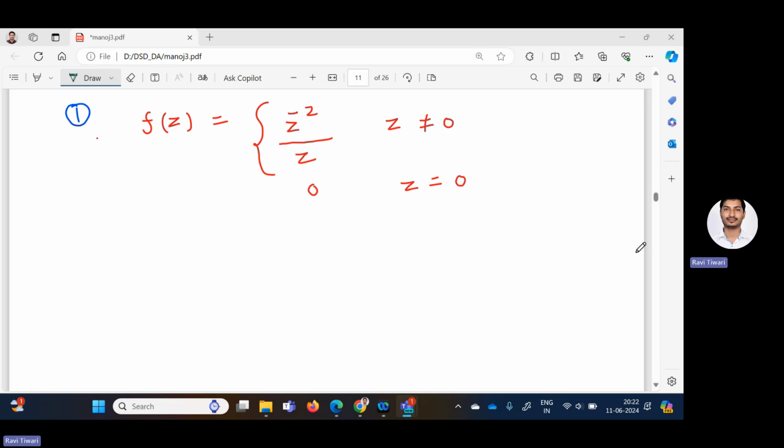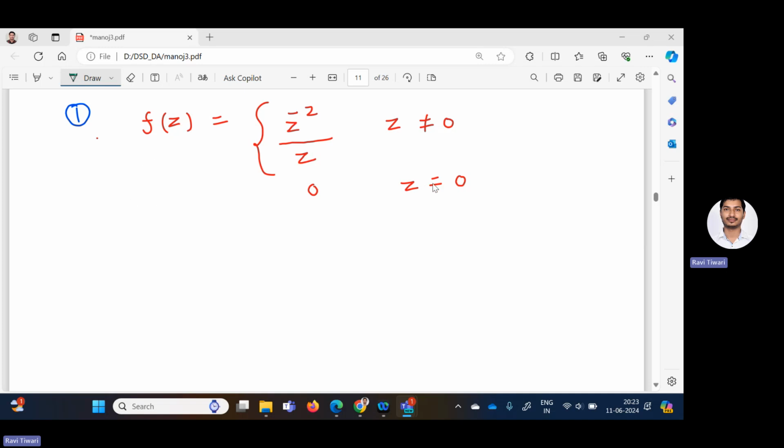Yeah, hello everyone. So in this video, again, I am going to continue some more problems based on the C-R equation and differentiability. So first problem, you are looking on your screen: f(z) equals z conjugate square by z if z is not equal to 0, and 0 if z equals 0. So in this question, actually we have to prove that the C-R equation is satisfied.